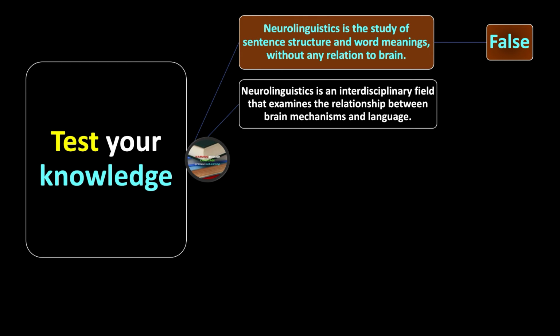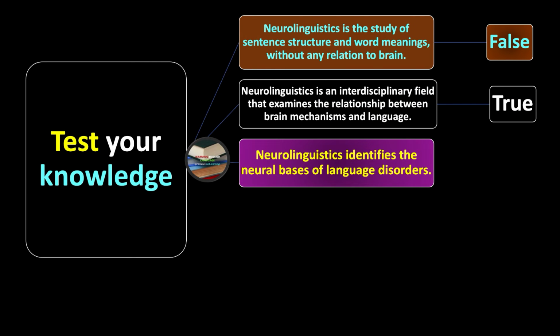Neurolinguistics is an interdisciplinary field that examines the relationship between brain mechanisms and language. Think about this question, whether it's true or false, and it's of course true. Go to question number 3. Neurolinguistics identifies the neural basis of language disorders. Think about it. And of course, the answer is true.